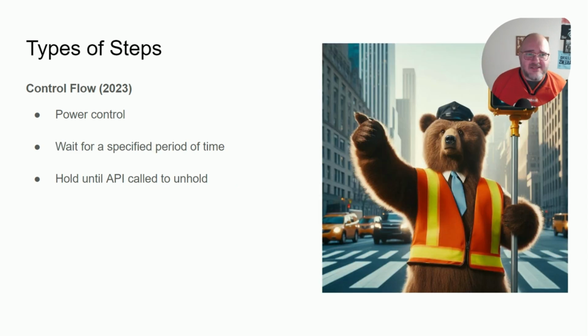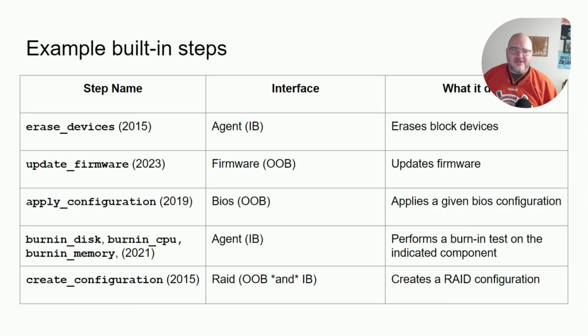And the final type of step is a new type of step. I kind of call them control flow, although admittedly it's just a made up grouping for the most part. Control flow steps can do things like power on and off a node or its child node. You can wait for a specified period of time in seconds. You can even hold cleaning, or whatever sort of process you're going through, until the API is called to unhold that cleaning. So it's nice for allowing integration of external systems where maybe you want something to stay in cleaning until some external system has attested that it's clean or something. We support that.